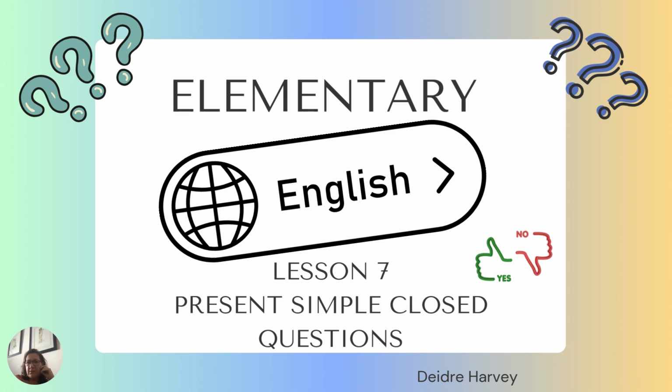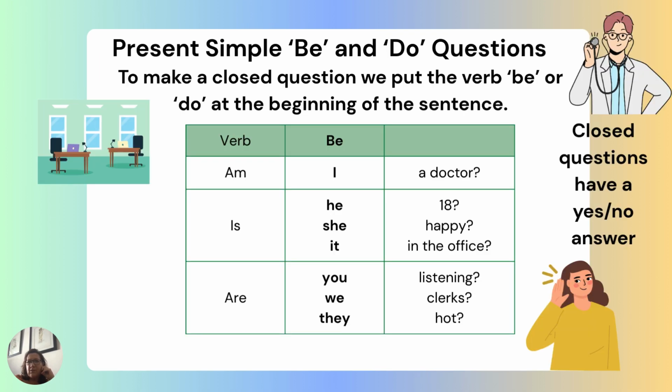So what is a closed question? It's a question that has a yes or no answer. Now, when do we use the present simple be? We use it for things that are the truth. We use it for facts. And when do we use do? We use do for actions.